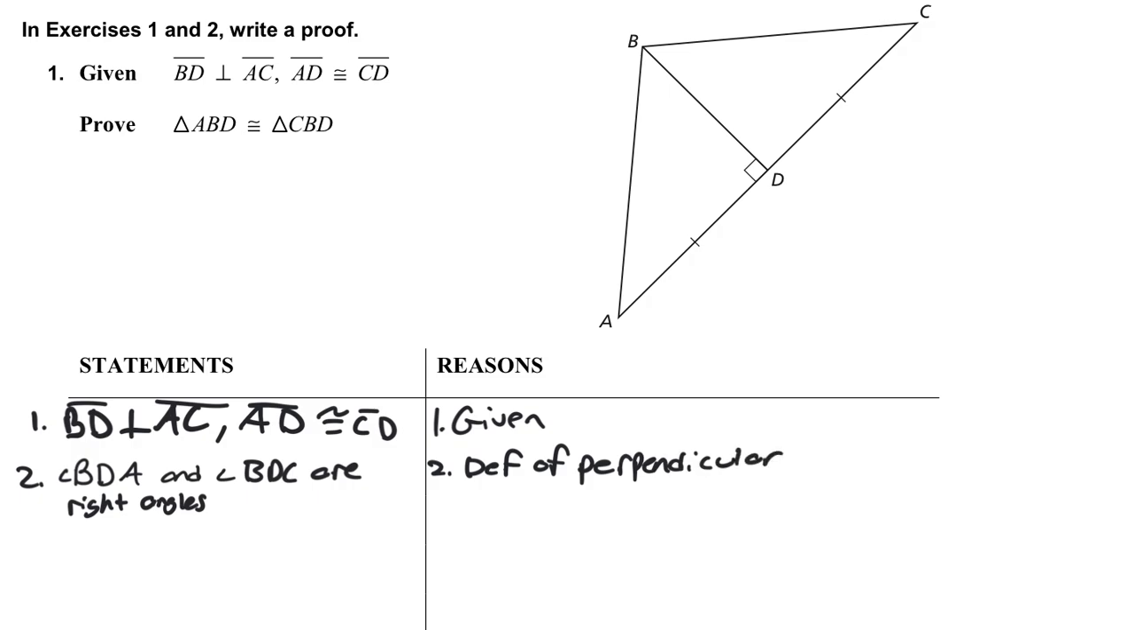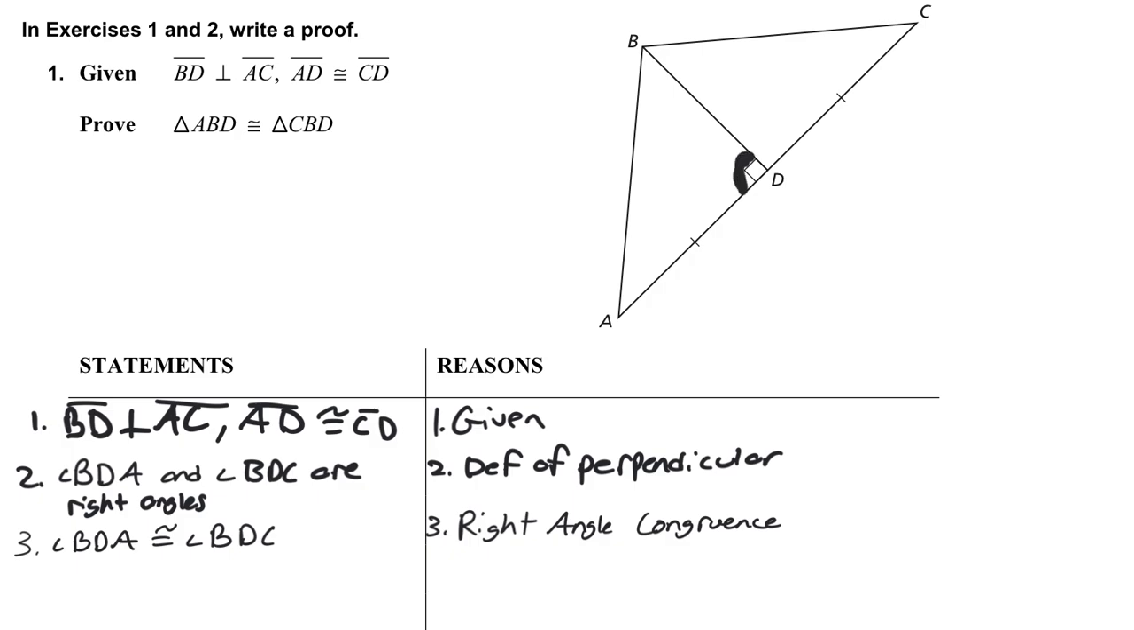Now that we know that they are right angles, now what we can do is we can say that they are congruent to each other. So I can say that angle BDA is congruent to angle BDC, and the reason is our right angle congruence theorem. That theorem said that all right angles are congruent. So now I'm going to mark, I have a congruent angle here, I have a congruent angle here. So if we look, I have a side and an angle on both. Now I need another side.